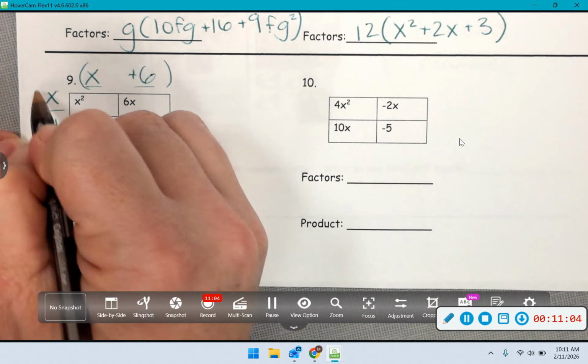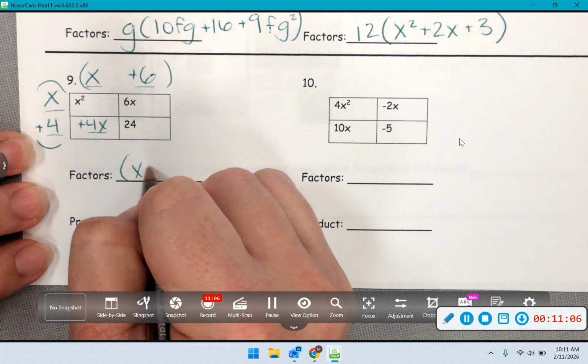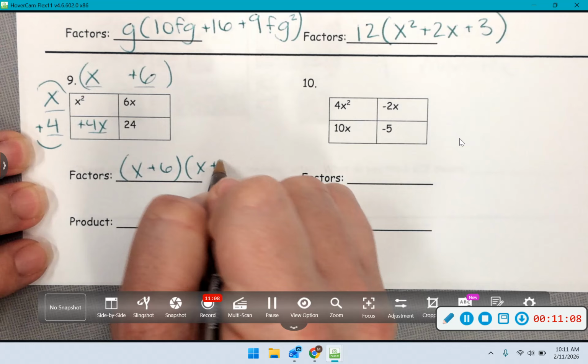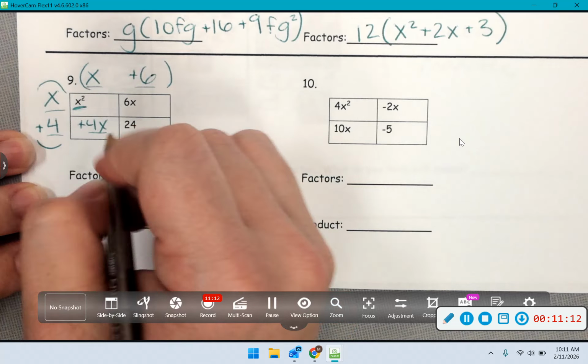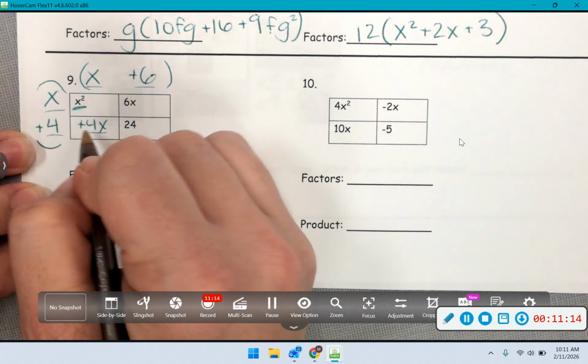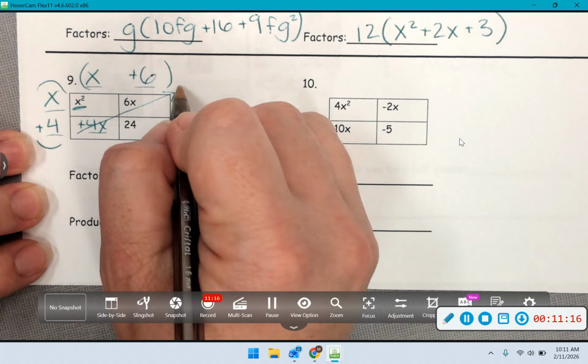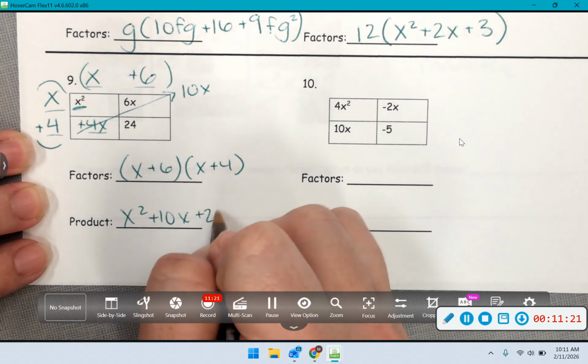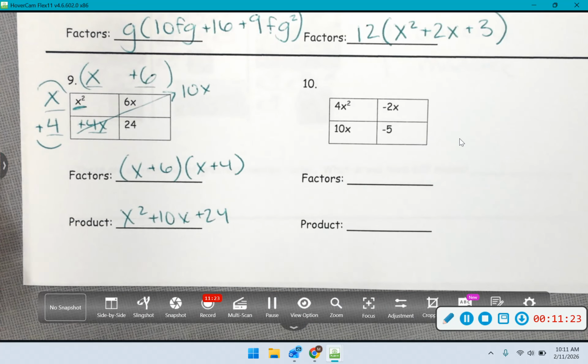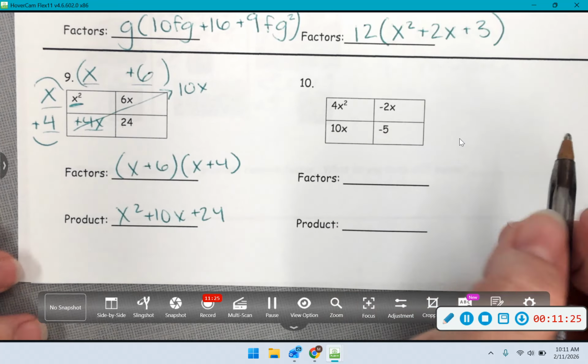Now your factors are what are on the outside. And your product is what comes from the inside. So remember, we have x squared. Combine our diagonals, so 4x plus 6x is 10x plus 24.